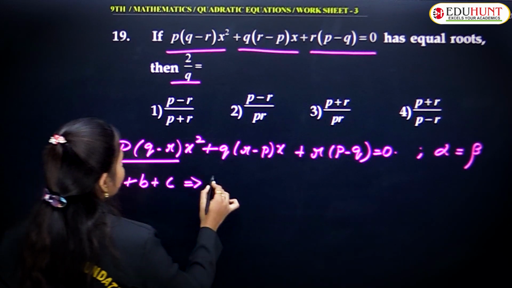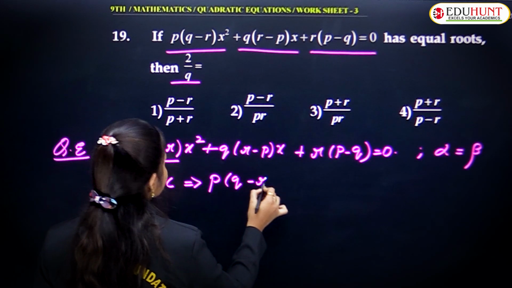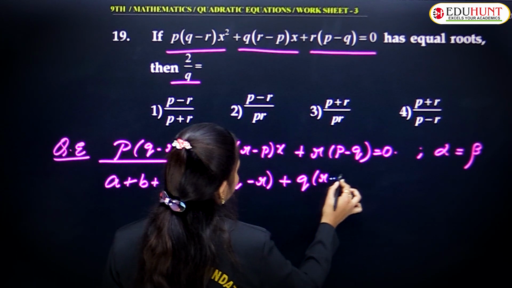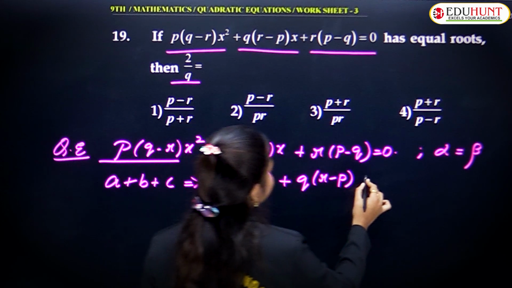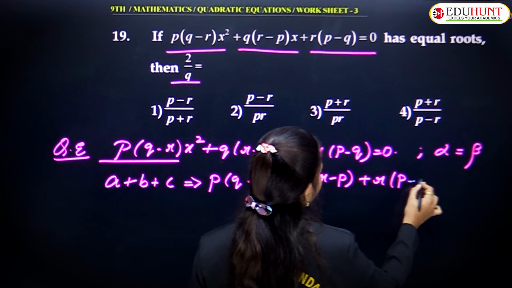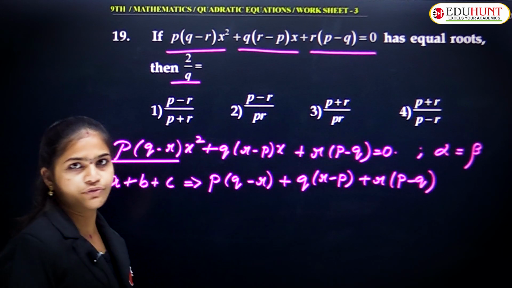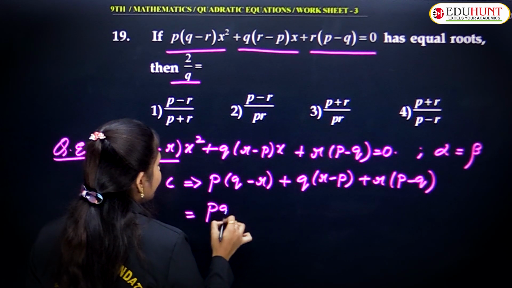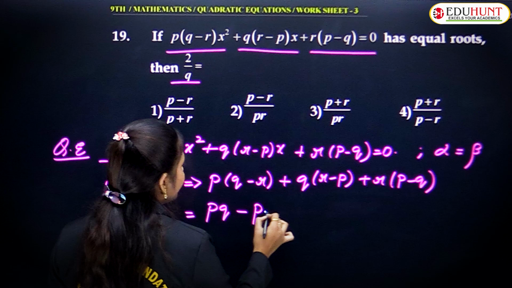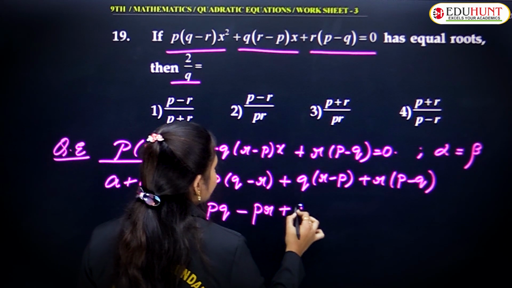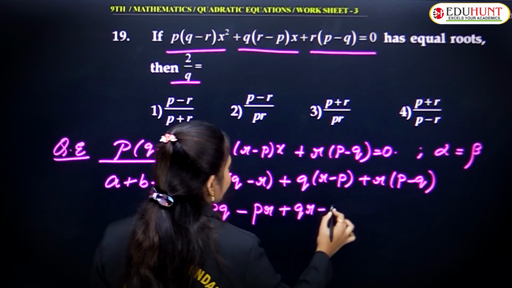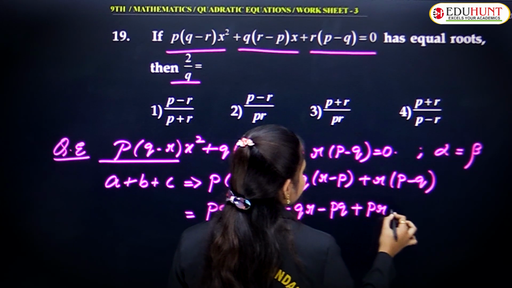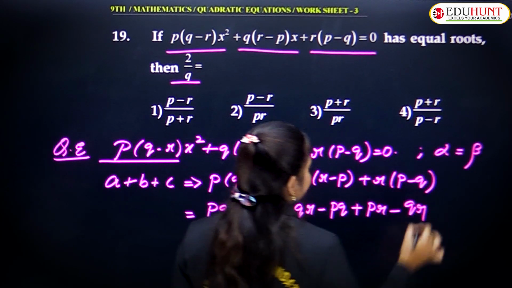So a is equal to p into q minus r, plus b is equal to q into r minus p, and c is r into p minus q. So this value we need to find out, which equals pq minus pr plus qr minus pq plus pr minus qr.